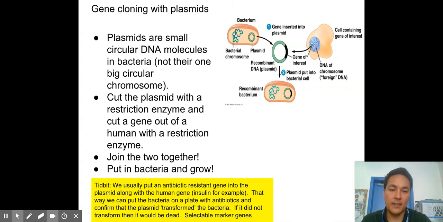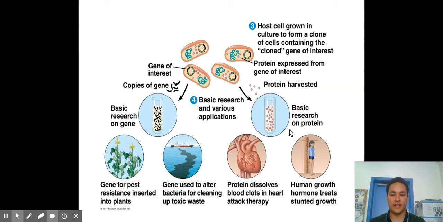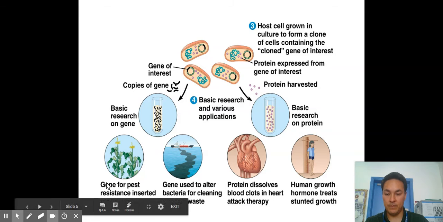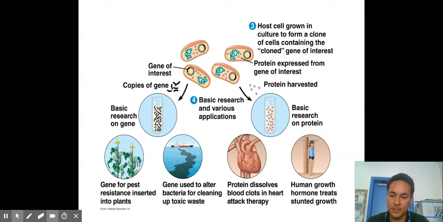So now you've cut out, let's just say it's the insulin gene from you, and you put it into this plasmid. You can grow it in bacteria, and then it can make insulin that we can use to help diabetics. So let's check out a couple of real-world examples. We've got some for blood clots in the heart, a protein that helps with that, human growth hormone, cleaning up oil spills, pesticide resistance, etc.